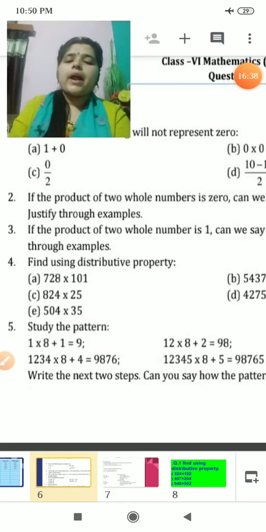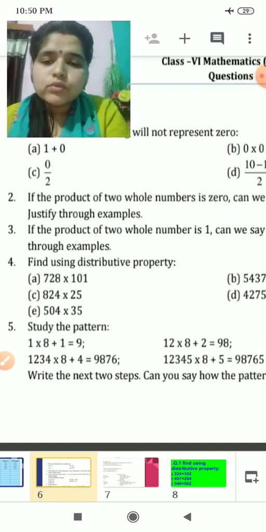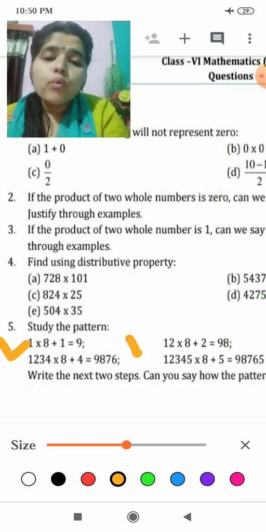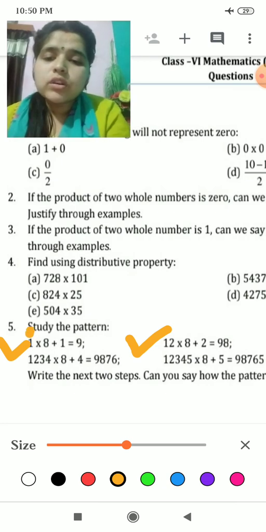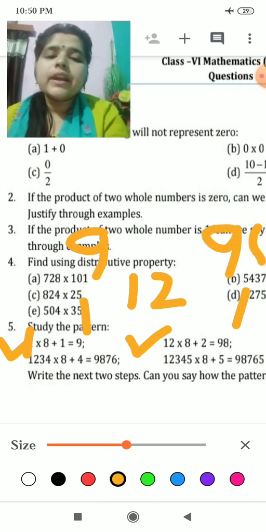Study the pattern. The pattern is given to you: 1 multiply 8 plus 1. Now you look at this pattern. It is 1 multiply 8 plus 1. Here is 12 multiply 8 plus 2. And now what are the changes you are seeing here? Here was only 1. Here it has become 12. Here was only 9. Here it has become 98.